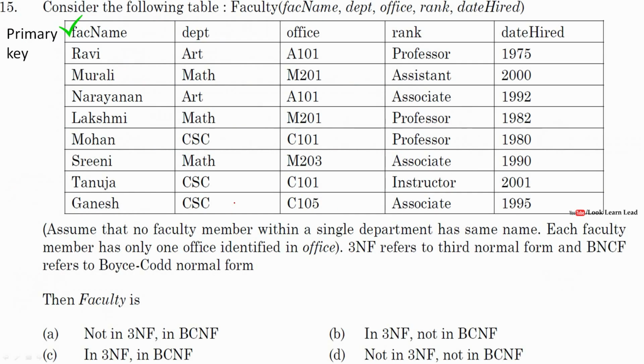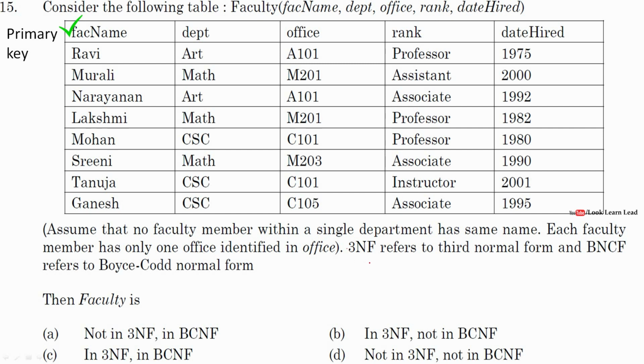Next, 15. Consider the following table. This table is given already. Assume that this is a table with five attributes and some rows of data. Assume that no faculty member within a single department has the same name. All the faculty members within a department have different names. Each faculty member has only one office identified in office.